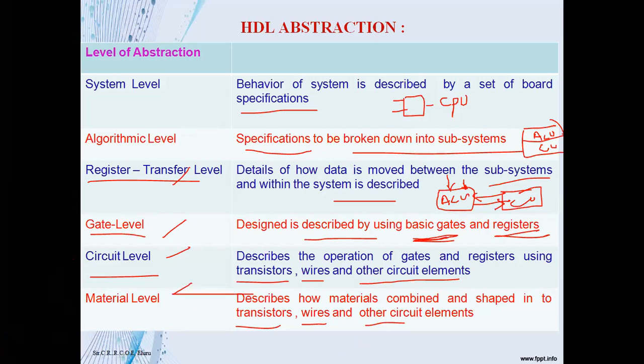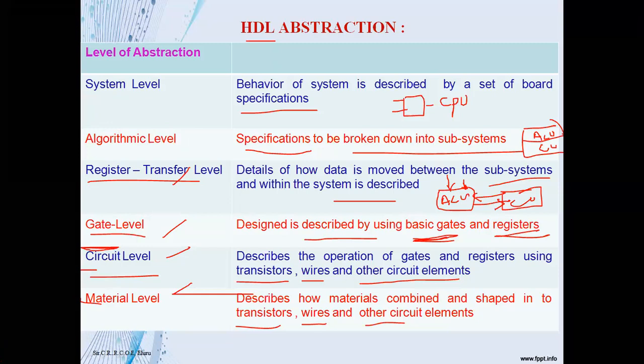As I said in the last slide, the hardware description language can be used to design a system at any of the top four levels here: system level, algorithmic level, register level, and gate level. So you can describe or design the digital system at any of these levels using the hardware description language. But we cannot design a system at the circuit level and material level using the hardware description language.